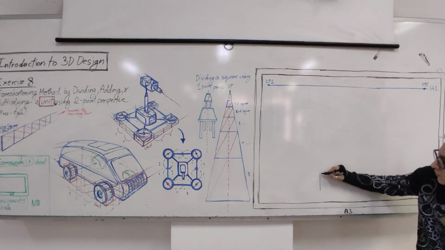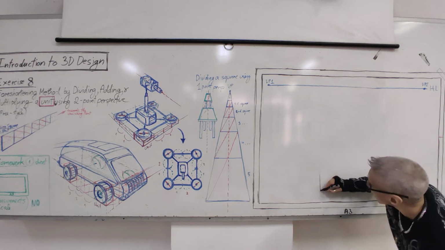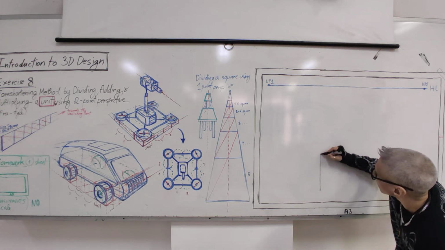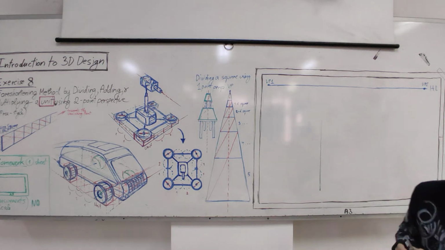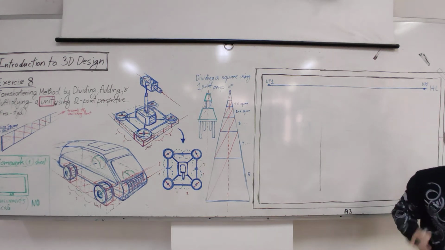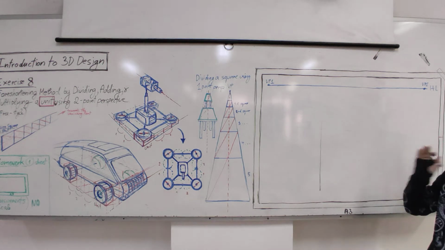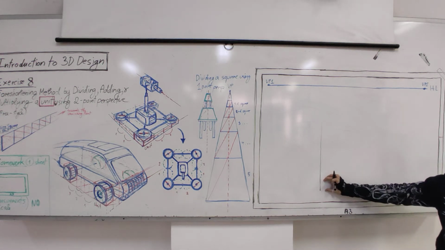We will start with the first edge. I will not put any measurements this time. It is just the proportion, okay? So my first unit, which will be a cube, we will use a cube, okay?